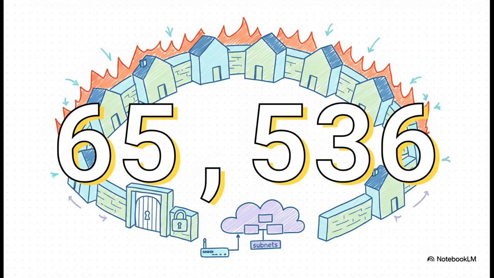And just how much land are we talking about? Well, a single /16 block, like we just saw, gives you, get this, over 65,000 unique IP addresses. That is a massive amount of digital real estate. It gives you more than enough room for all your apps, servers, and databases to grow for years without ever worrying about running out of space.